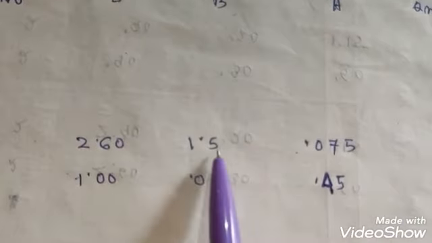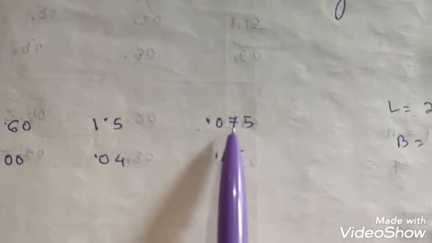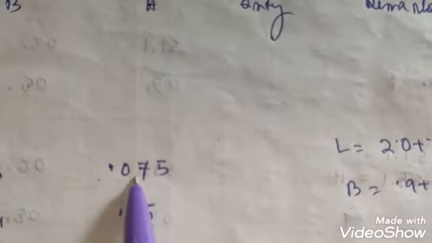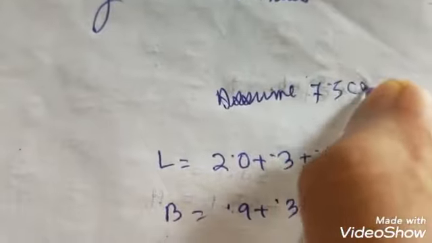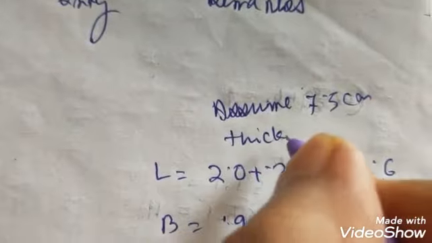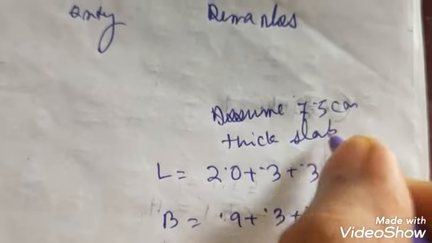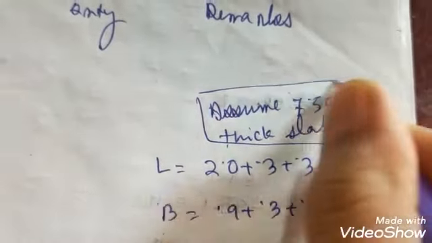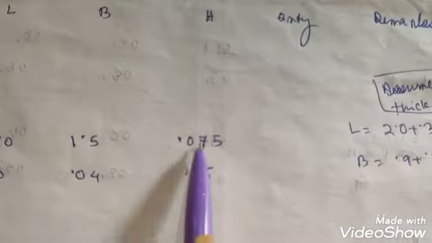So 2.6 is the length, 1.5 is the breadth, and 7.5 centimeter is the thickness. If it is not given in the question, you can assume this 7.5 centimeter thickness. Assume a 7.5 centimeter thick slab or cover. So 7.5 centimeter is the height or thickness.